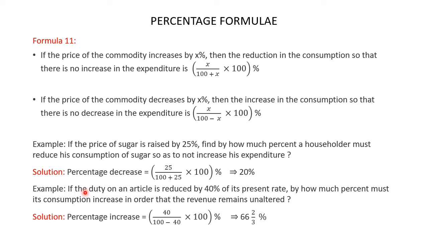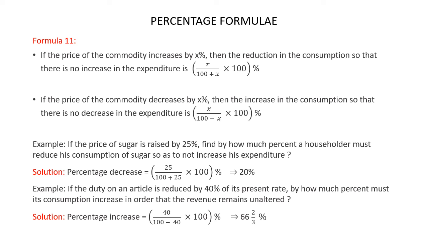If the duty on an article is reduced by 40% of its present rate, then by how much percent must its consumption increase in order that the revenue remains unaltered? Here, the duty on an article is reduced by 40%. So, its consumption must increase so that the revenue remains the same. So here you have to find the percentage increase in consumption.